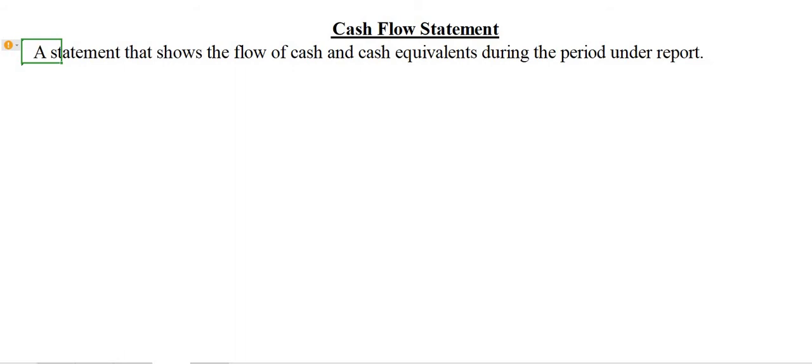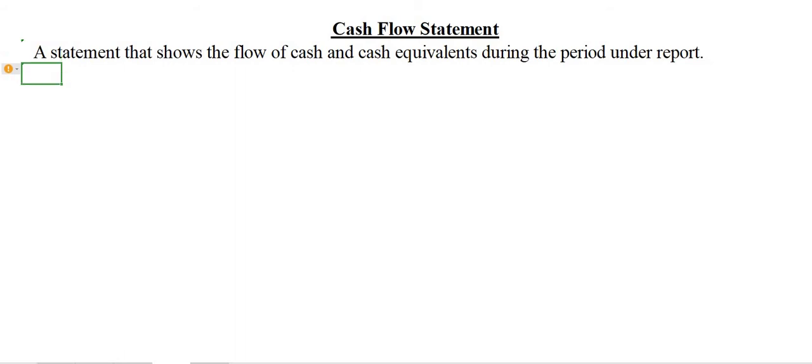So in this chapter, in today's section, we will be studying what is a cash flow statement, what are the importance or uses of cash flow statement, what are the limitations of cash flow statements, and the format of preparing cash flow statement. So let us start first with the meaning of cash flow statement.